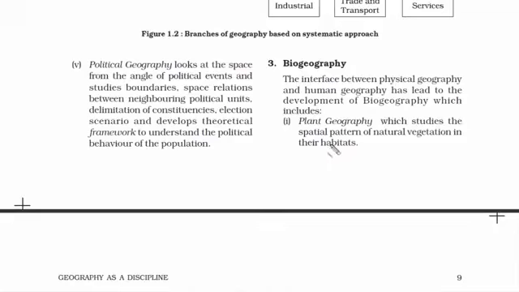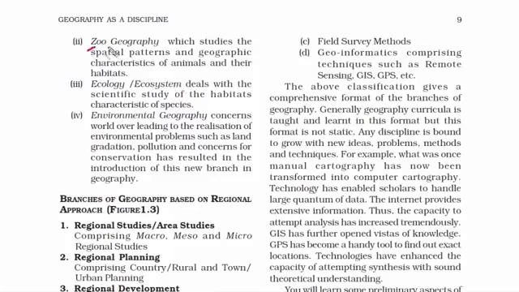As I said, under biogeography we have plant geography, where we study the pattern of natural vegetation, plants. And then we have zoology or zoogeography, which studies the pattern and geographic characteristics of animals. And then we have ecosystem or ecology, as well as environmental geography. This all falls under biogeography. Again, we'll talk about all of this as we move forward in this textbook. So for now, just have a look at it.